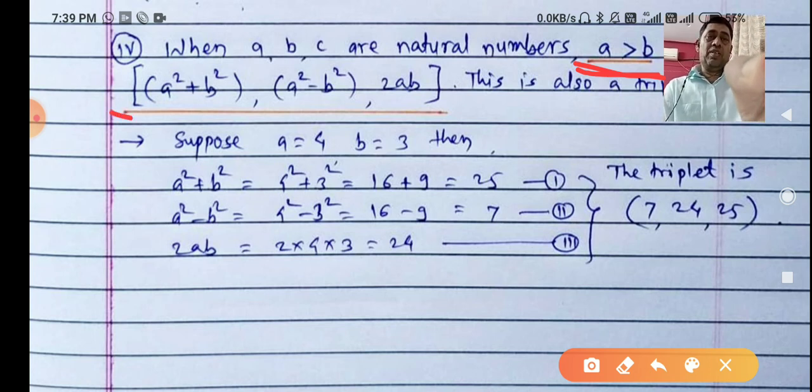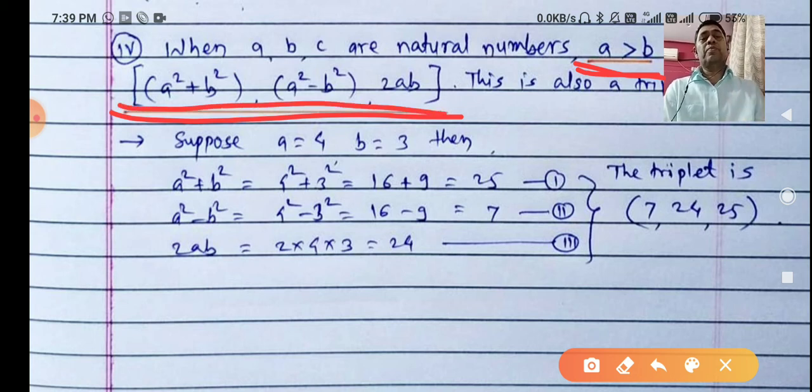This is our form of Pythagorean triplet.